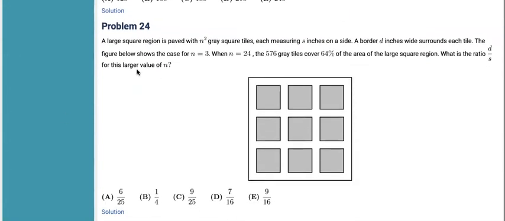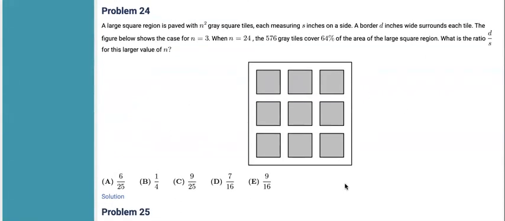Problem 24, large scale region paved with n squared gray square tiles, measuring s inches on its side. Oh no, this is such a pain. Come on. Are you kidding me? Large scale region paved with n squared gray square tiles, each measuring s inches on its side. A border d inches wide surrounds each tile. I guess that's just this border, right? It shows the case for n equals 3. The 576 gray tiles cover 60% of the area. What's the ratio d over s? Why do I need to calculate the ratio d over s for you? Come on.